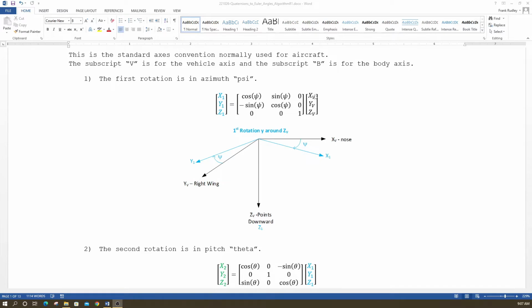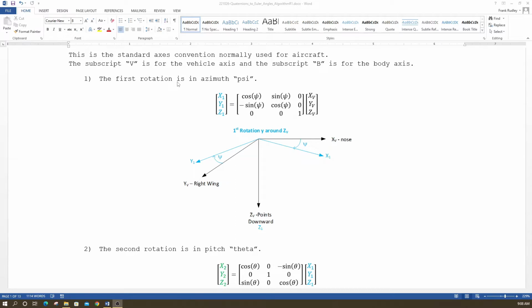So these coordinates xv, yv, and zv are the coordinates of this point on this axis that's on the vehicle axis. And so the first rotation, now there's a lot of different ways you could do these rotations. There's probably, I believe, 12 combinations or even more. But there's a standard way that was developed, kind of a de facto standard used on aircraft. So we're going to use a standard axis convention that's pretty standard in the aerospace industry.